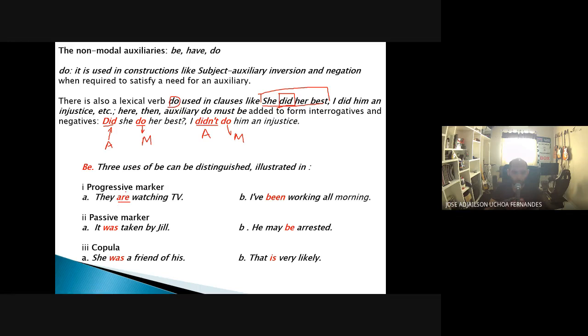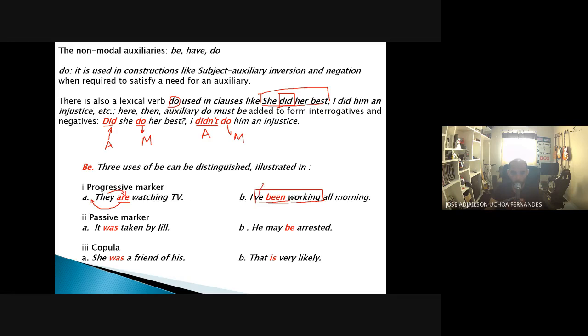So as you can see, to form the question, I have to invert subject and verb. And when we invert subject and verb, we have a clue that this verb that is inverted with the subject is an auxiliary. Okay. Or in the case of be, I've been working all morning. So in this case here, be is a progressive marker. We have three verbs here. I've been working.